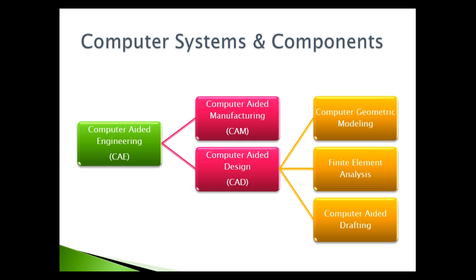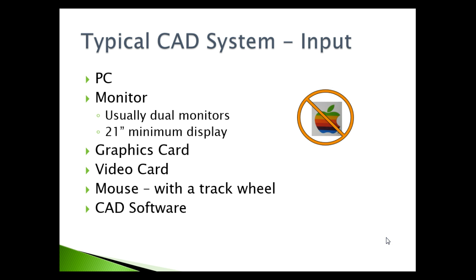So there's a breakdown of where we are. Everything that we're doing falls under computer-aided design, which then falls under computer-aided engineering. So CAE, then into CAD, and then we're doing this small piece over here called computer-aided drafting. That's what we're going to be doing in class.